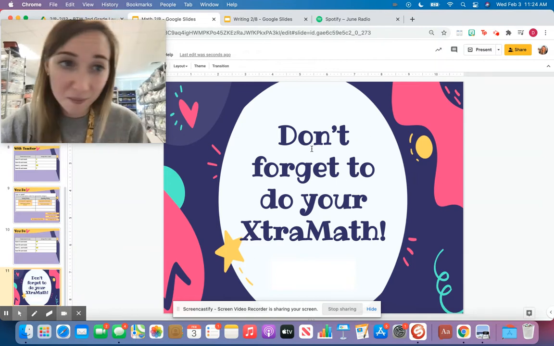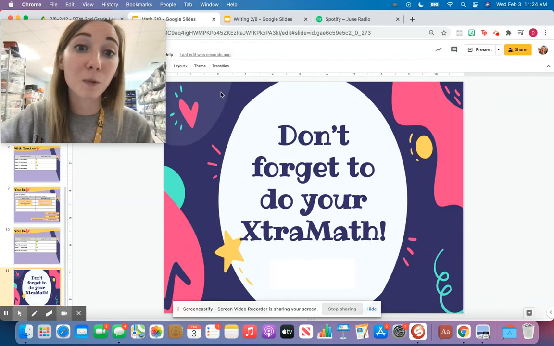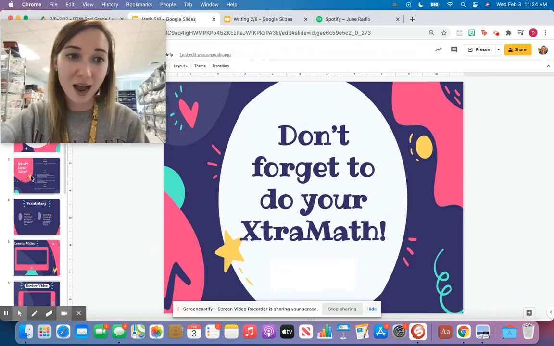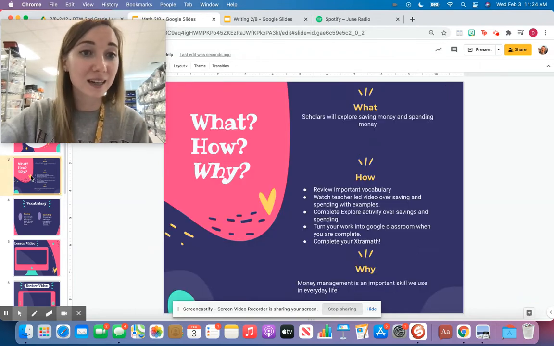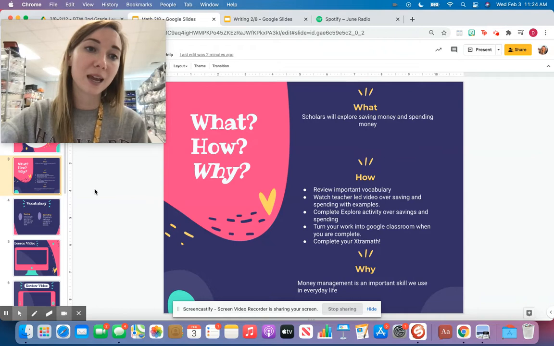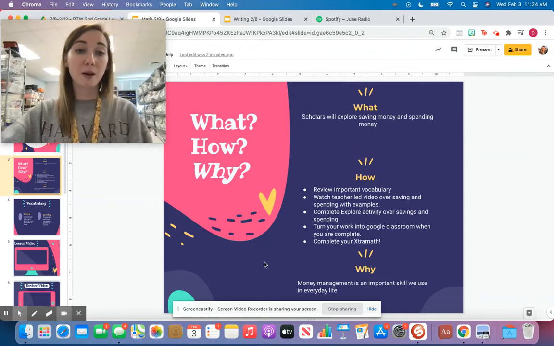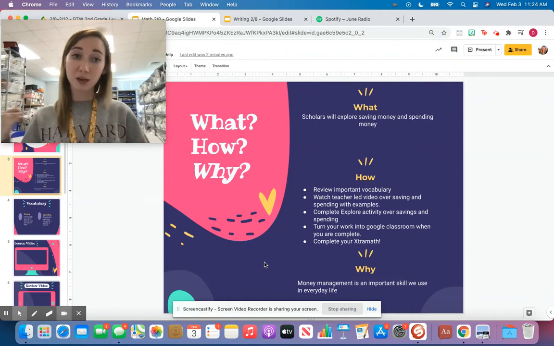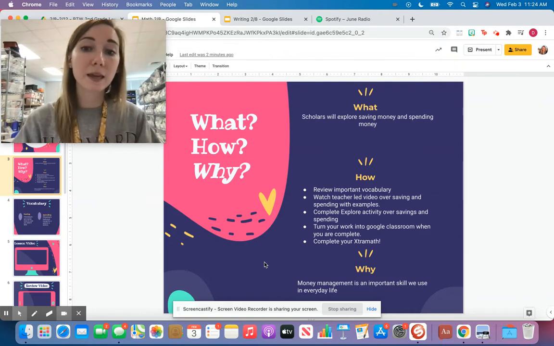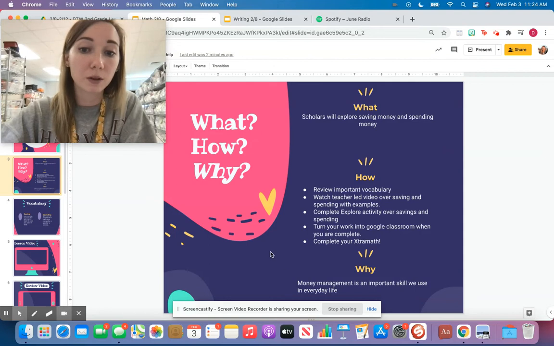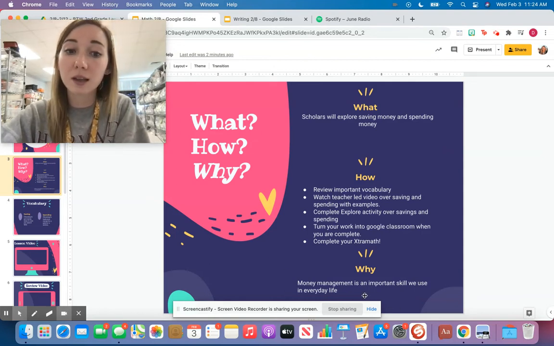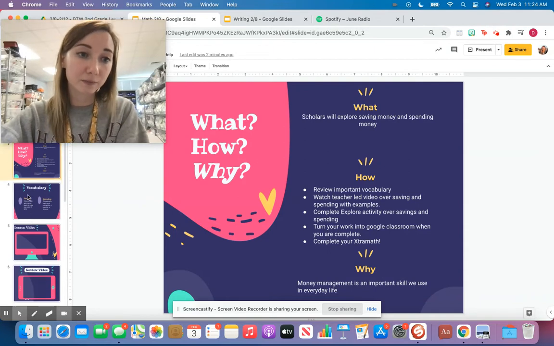Some of us have not been doing our extra math, and we look at it, and then guess what? We grade it. And if you aren't doing it, you're not getting better at your facts and adding and subtracting. And that's important for money too, because we have to talk about when we are adding money to what we already have, or maybe when we spend our money, we have to subtract a little bit. So we want to be really, really fluent with those facts. And we do all this because money management is an important skill that we use in our everyday life.